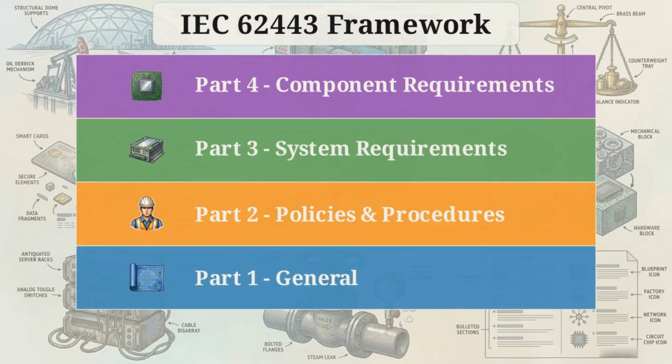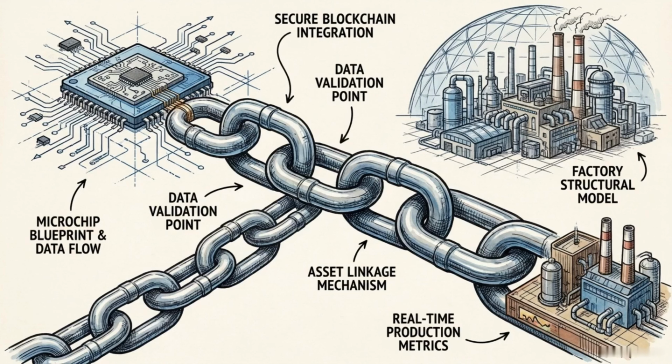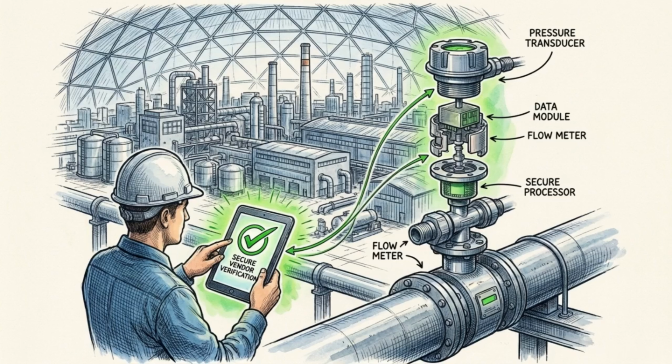Part 3 provides system-level requirements, guiding network integrators on how to build secure zones and conduits. Part 4 focuses on the components. It sets the strict development practices required from the vendors who manufacture the hardware and software. These 4 parts lock together, creating a continuous chain of accountability. It links the vendor building the sensor to the owner operating the entire plant.